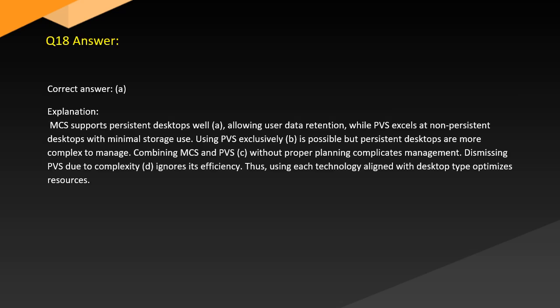Answer. Correct answer: A. Explanation. MCS supports persistent desktops well, allowing user data retention, while PVS excels at non-persistent desktops with minimal storage use. Using PVS exclusively, B, is possible, but persistent desktops are more complex to manage. Combining MCS and PVS, C, without proper planning complicates management. Dismissing PVS due to complexity, D, ignores its efficiency. Using each technology aligned with desktop type optimizes resources.